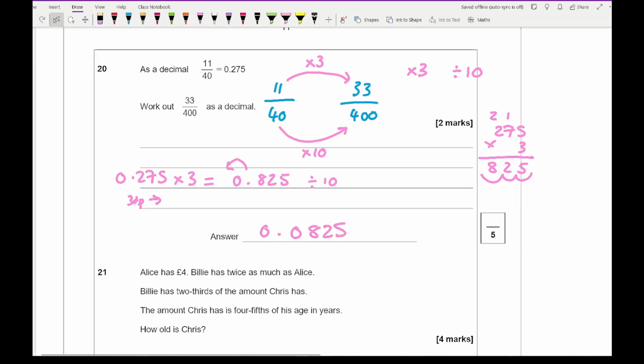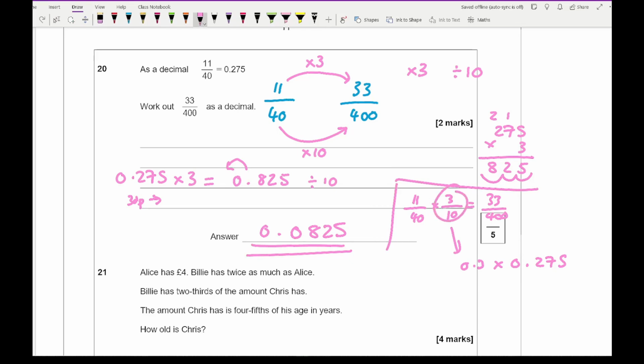Another alternative you could have done is recognize that to get from 11 over 40 times by something equals 33 over 400. Well, that's going to be 3 over 10. Now, 3/10 is 0.3. So if I do 0.3 times 0.275, and again, if you're good with your multiplying with decimals, if I worked that out, I would still get the same answer. So again, two different ways of working this out, and it's entirely up to you which one you choose. As long as you show full working out and you get the right answer, you're looking good for the 2 marks.